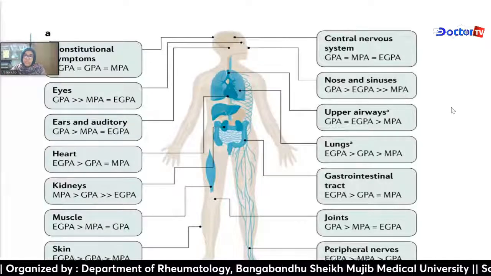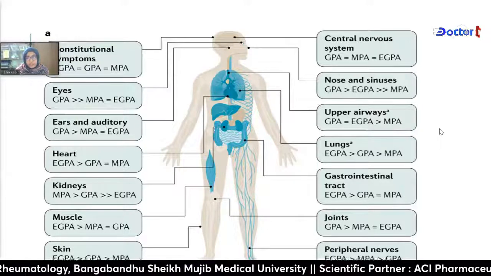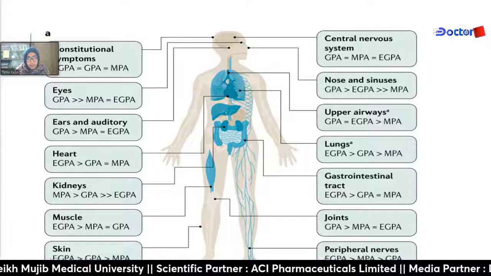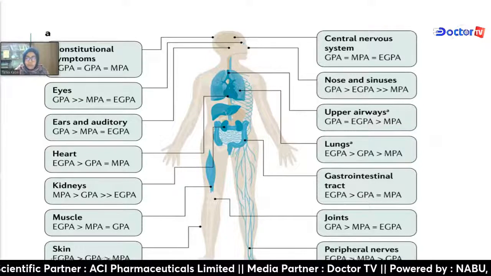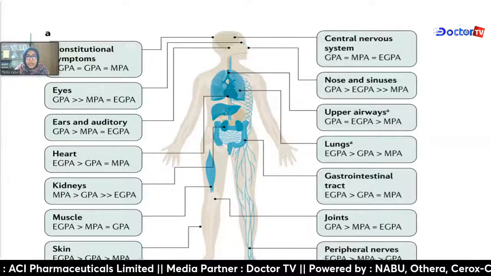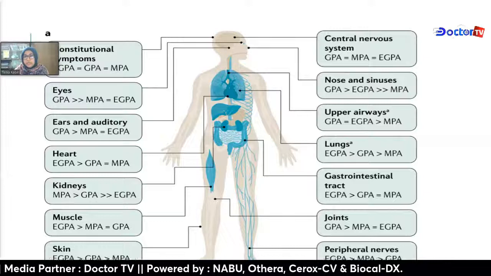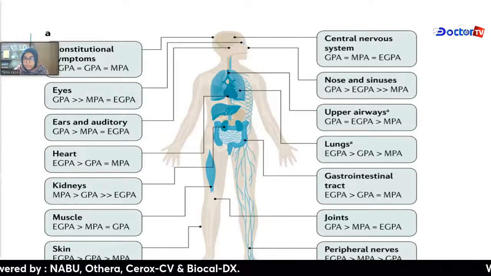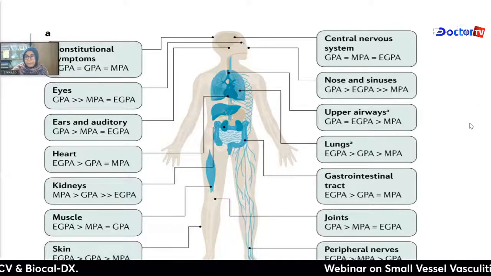This picture is showing the involvement of the organ systems in three different ANCA-associated vasculitides, where you can see the eyes, heart, muscles, and skin are more frequently involved in EGPA, and the ears and auditory system are more involved in GPA, and nose and sinus are also more involved in GPA. Lung, gastrointestinal tract, and peripheral nerve are more involved in EGPA.